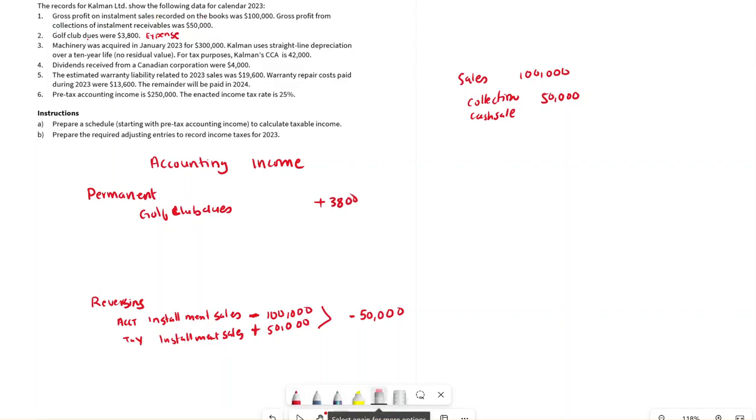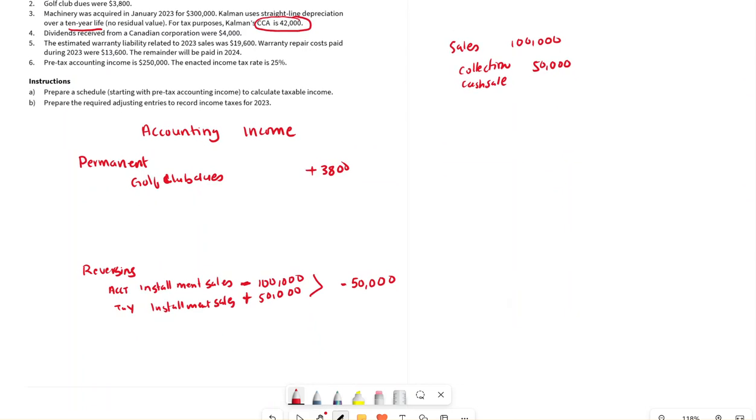Now going further, they said that the machine was acquired for 300,000 using straight line on a 10-year life for tax purposes as the CCA. Depreciation is an estimate. If it's an estimate, it's going to be a reversing difference, anything to do with an estimate. So we need to add back the depreciation expense and take out the CCA. So add back depreciation minus the CCA.